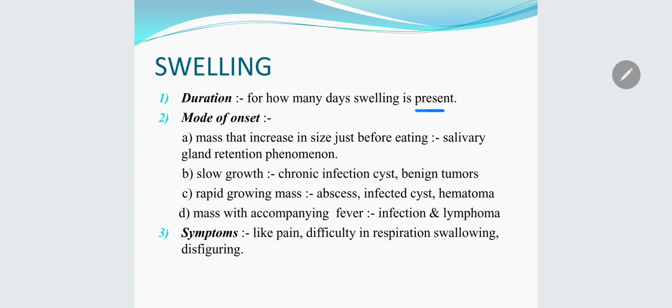So duration, for how many days the swelling is present, whether it is a slow-growing mass that increases in size just before eating, because salivary gland disorders will have this slow growth. Slow growth means a chronic infection, cyst or a benign tumor. Rapid means an abscess, infected cyst or hematoma. Mass with accompanying fever, you have to be concerned about infection and lymphoma. For symptoms also, you should ask whether there is any pain, difficulty in respiration, swallowing, all these things you have to see.